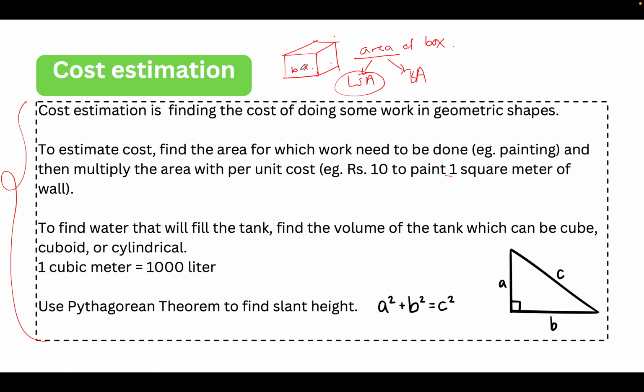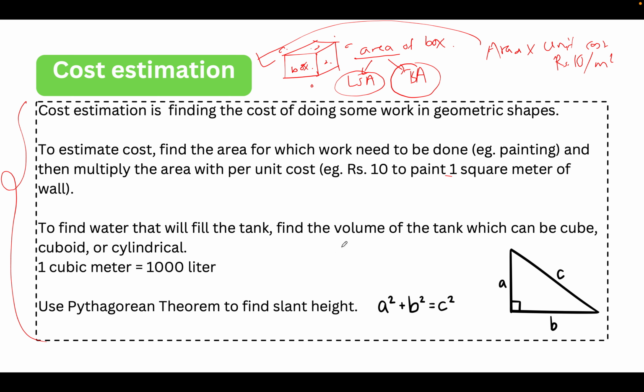And if we need to color the box on every side, that is up, down, this side and this side, we will calculate the total surface area, and we will multiply that area by the unit cost, for example rupees 10 per square meter, and then we will find the cost of painting that box, be it lateral surface area or total surface area.